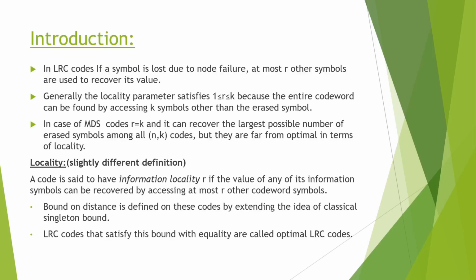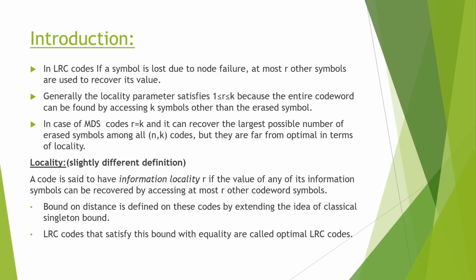In LRC codes, if a symbol is lost due to node failure, at most r other symbols are used to recover its value. Generally, the local parameter r lies between 1 and k, including both, because the entire code word can be found by accessing k symbols other than the erased symbol. In case of MDS codes, r is equal to k, and they can recover the largest possible number of erased symbols among all (n, k) codes, but they are far from optimal in terms of locality.